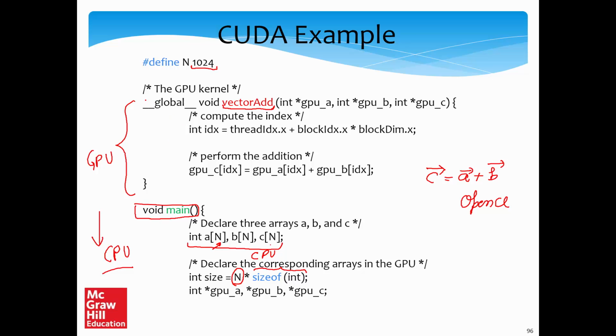The way we define it is that it's a global function, so underscore underscore global underscore underscore. This function does not return anything, so it's a void. It takes three arrays as input: GPU A, GPU B, and GPU C. The final aim is to ensure that GPU C is equal to GPU A plus GPU B.